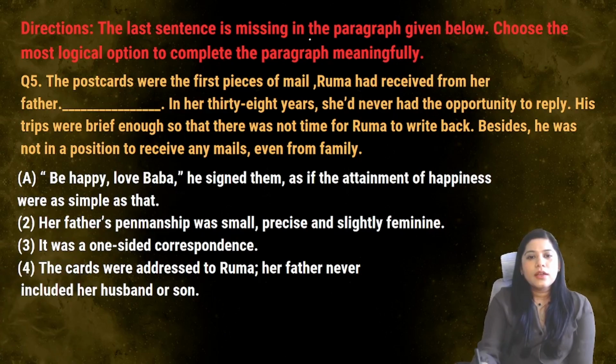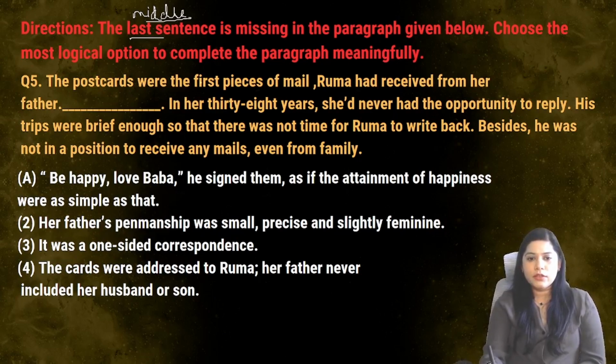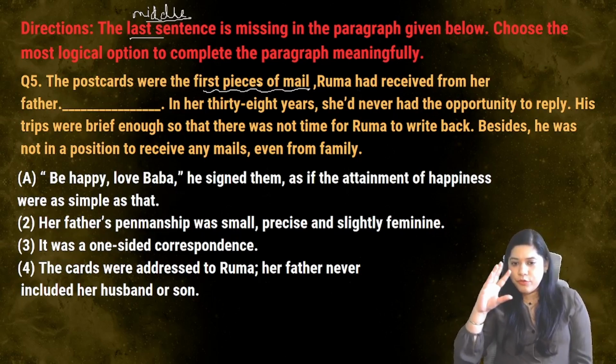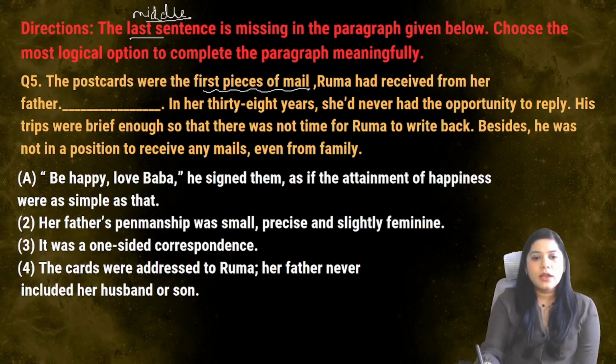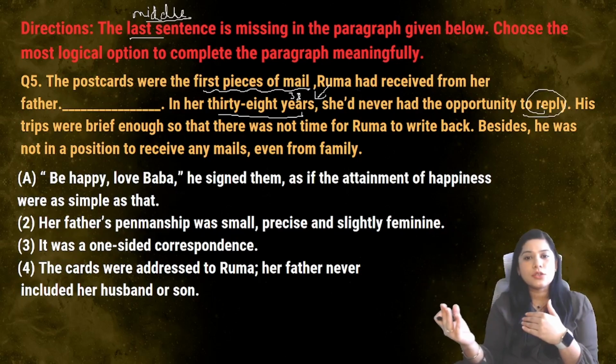Okay, not the last sentence actually here, the middle sentence is missing. Let's read it. The postcards were the first pieces of mail Ruma had received from her father. So first pieces of mail as in, Ruma, if you read the entire paragraph, Ruma here doesn't stay with her father, and the father generally, rather than calling or anything else, would send her letters, mail, postcards. Okay. Now in her 38 years, that means Ruma is 38 years old, she never had the opportunity to reply. So she was only getting the postcards. She never replied to those postcards.